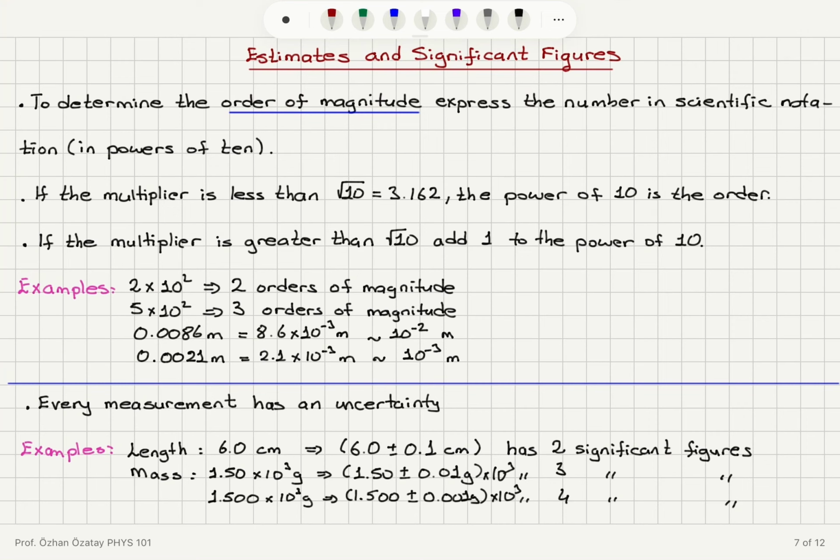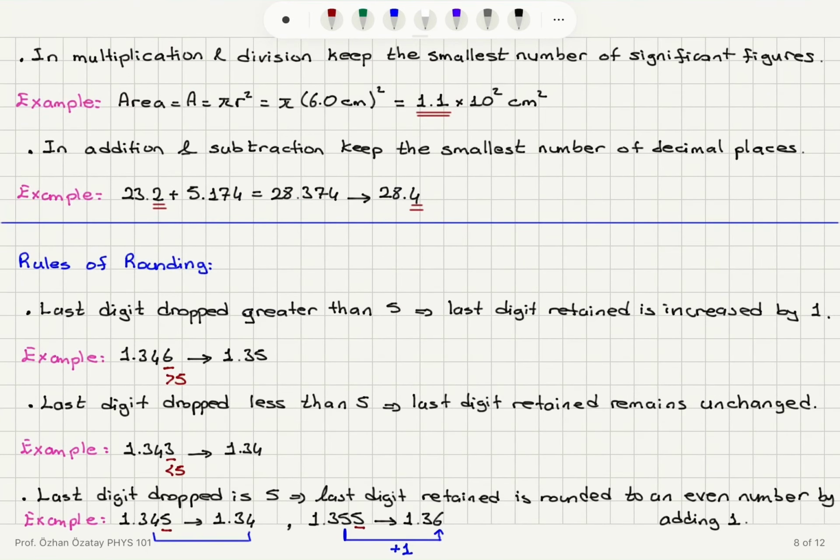And for physical quantities, we report an order of magnitude, and this is found by checking the multiplier when the number is expressed in scientific notation. If it's less than square root 10, then we read the power of 10 to be the order of magnitude. If it's greater, then we add 1 to it.